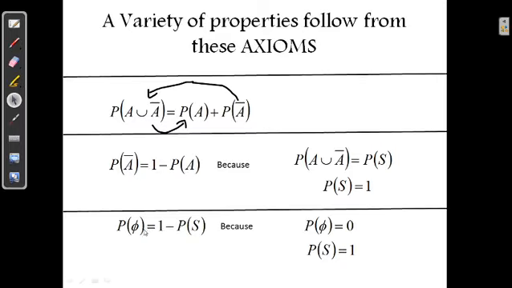Next, probability of null set will be written as 1 minus P of S. The reason behind this is that you already know that probability of null set is 0 and probability of S equals 1, so 1 minus 1 would be 0. So you can write this as 1 minus probability of S. These are the derived axioms of probability. They may be asking this in the exams, the conditions of probability and the axioms of probability. Are you clear with this?